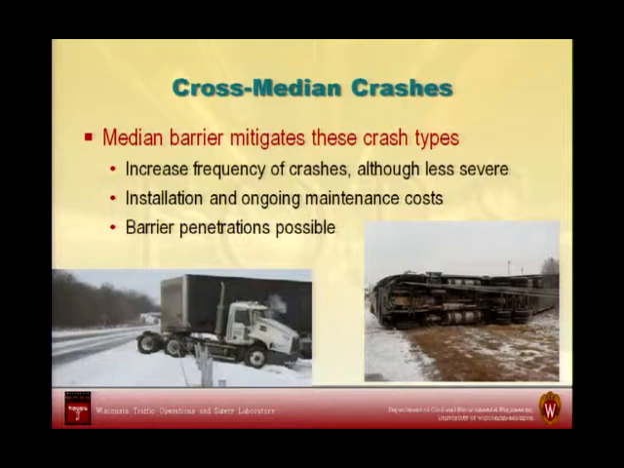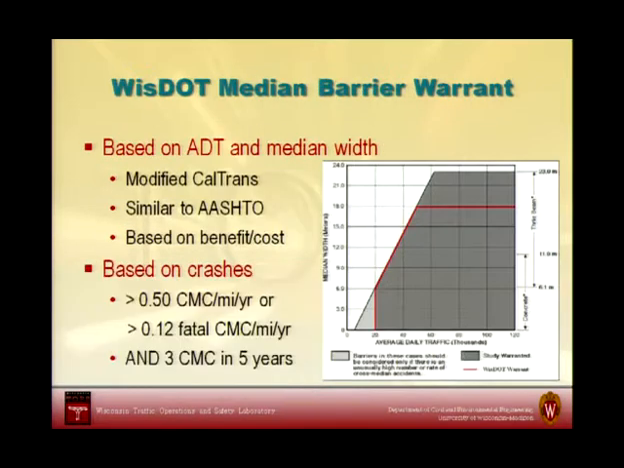But the question Wisconsin was facing is they were not a state that had implemented a lot of median barriers. And the question was, how do we do that? What are the warrants? What are the criteria? What are the safety-related benefits and costs of implementing a barrier system such as these?